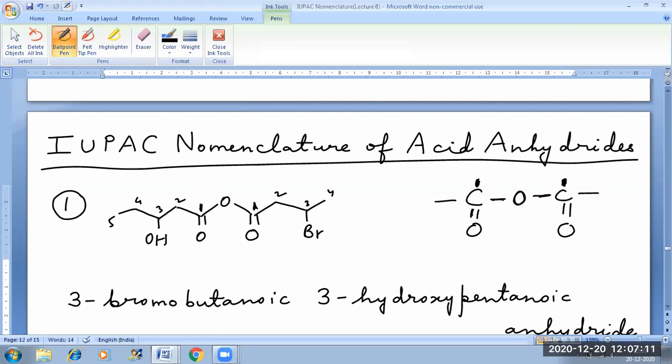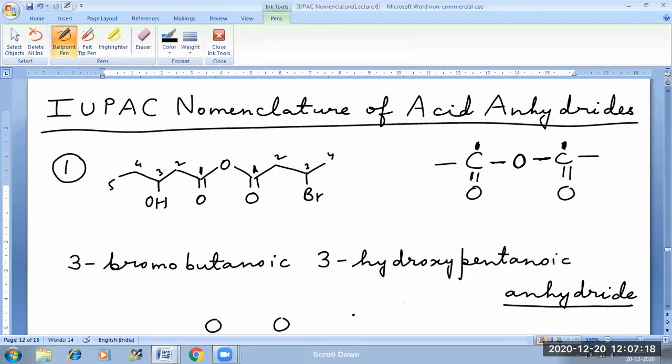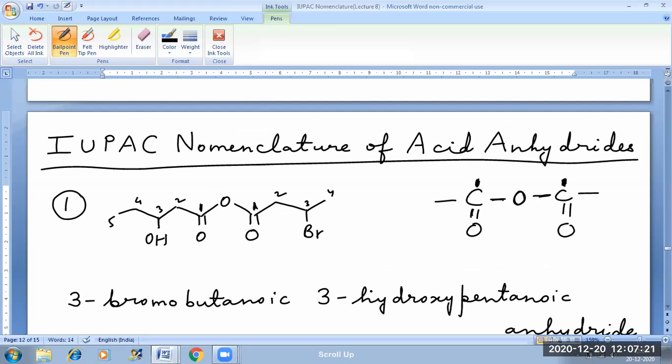Similarly, now you write 1 here again and do the numbering. You will get a chain of 5 carbon atoms. At the third position you have OH, so it will be 3-hydroxy pentanoic. Pentanoic because of 5 carbon atoms. At a time we are dealing with only one portion of the compound. Either the part on the left hand side, or the part on the right hand side, but we will not look at both at the same time. So 3-bromo butanoic is the part on the right hand side. 3-hydroxy pentanoic is the part on the left hand side.